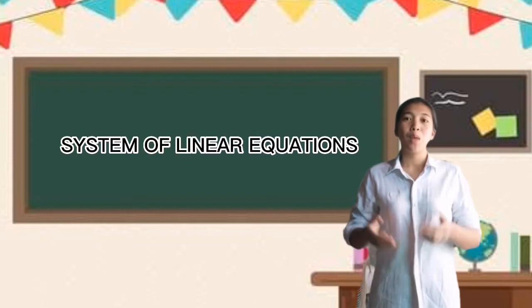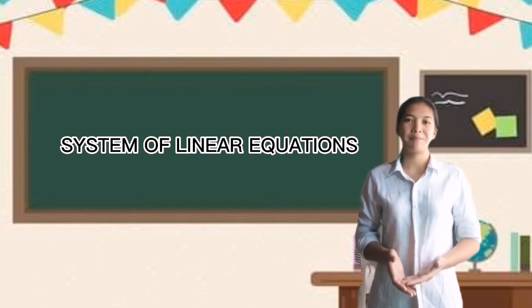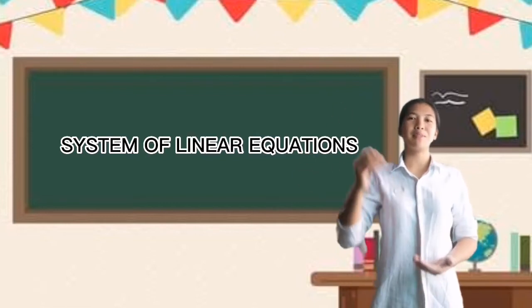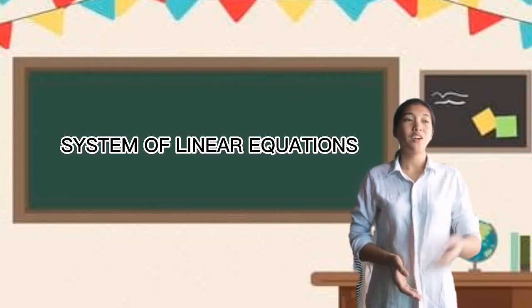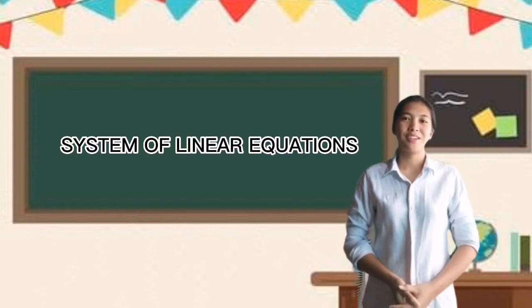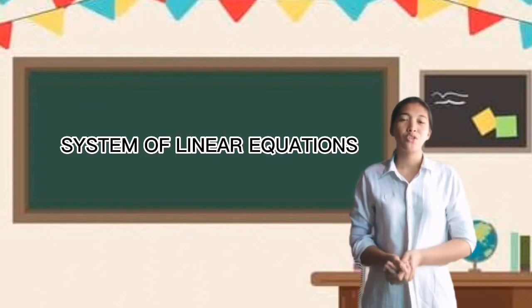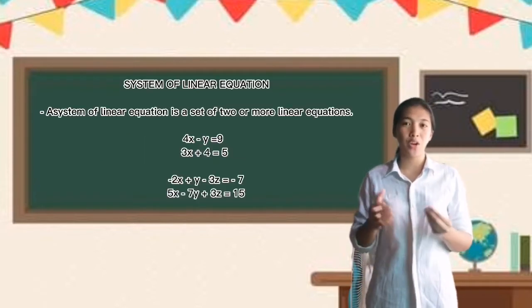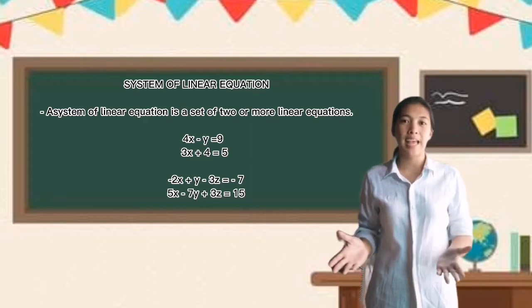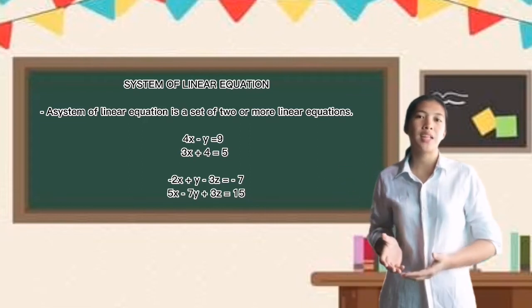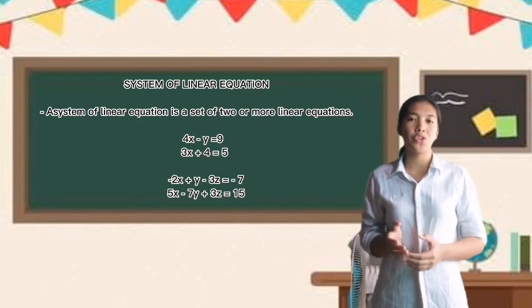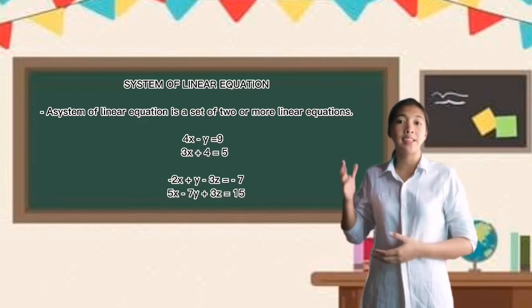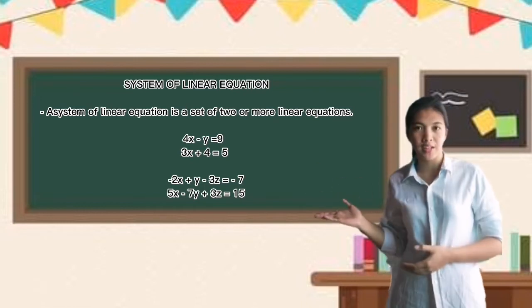So class, what is a linear equation? Okay, James. Thank you. Okay, Chinaya. Oh, very good. So, a system of linear equations is a set of two or more linear equations. So we have here an example of a system of linear equations.